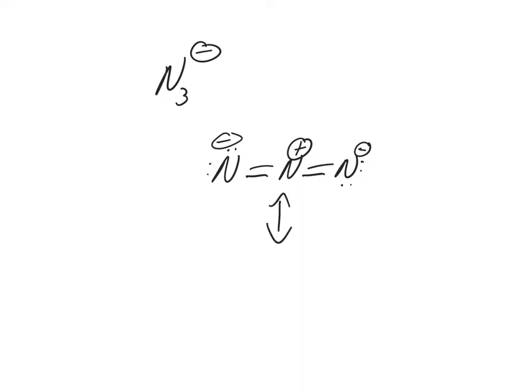Resonance arrow. How can I move electrons? I can move electrons from the end. Lasso them, right? Grab them both. Move them here. Make a bond, break a bond, move those there. What would that give me? Take a second and see if you can tell me what that would give you.